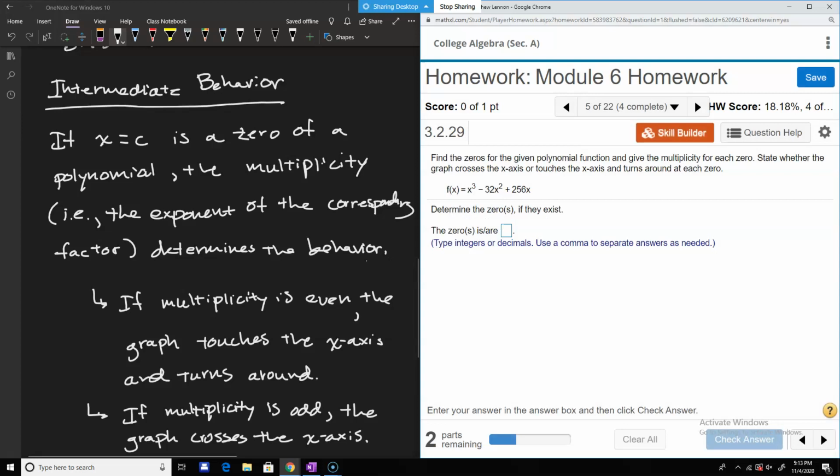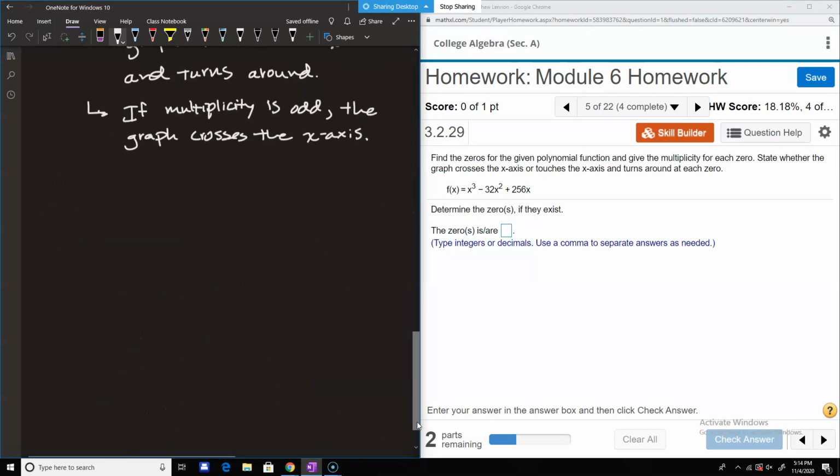Okay, so for this fifth question, we actually have to do it all ourselves. The polynomial that they give us is not factored, so our first job is to factor it, and then we can apply the rules that we just learned for end behavior and intermediate behavior and all that jazz.